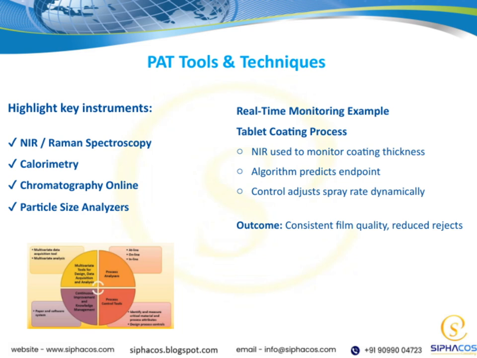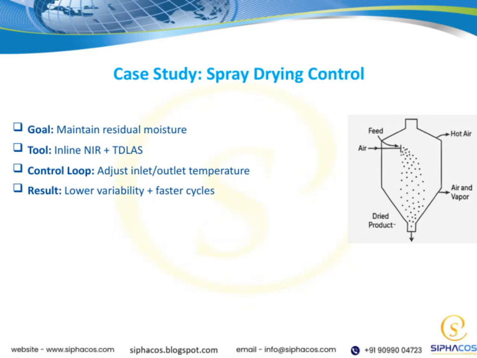Let's take a closer look at this case study on spray drying control. Our main goal here was to maintain the residual moisture within the desired range, which is critical for product quality and consistency. To achieve this, we used a combination of inline NIR and TDLAS sensors. These tools allow us to monitor moisture levels in real time with high precision, giving us immediate feedback on the drying process. The control loop then adjusts the inlet and outlet temperatures based on this sensor data. By fine-tuning these parameters, we can better regulate the drying environment and ensure the residual moisture stays consistent.